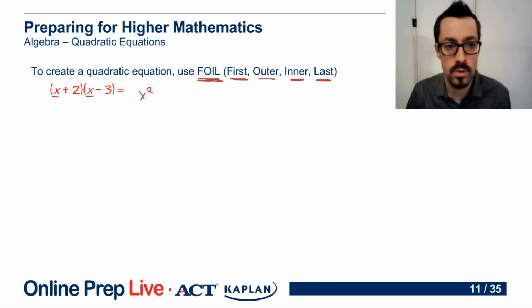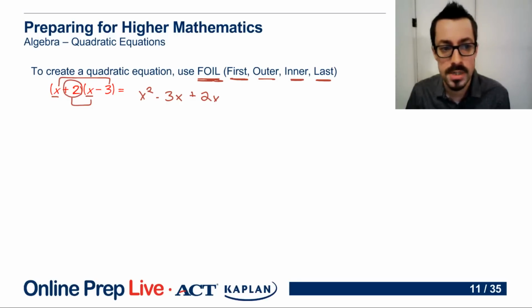Then you do your outers, and this is where you want to watch your signs now. We have positive x and negative 3, so that would give us negative 3x. Then you do your inners, just positive 2 and positive x, so that would just be positive 2x, multiplying those together. And then finally you do your lasts. Again, watch your signs. Positive 2 times negative 3 would give us negative 6.